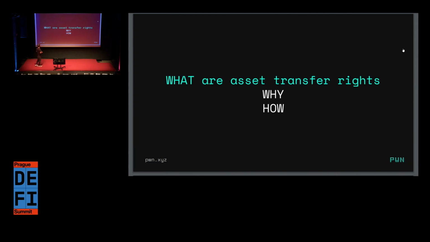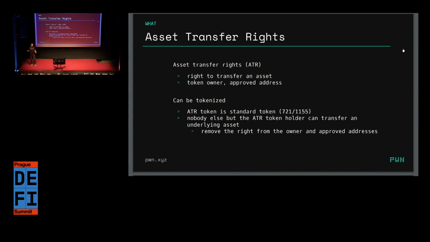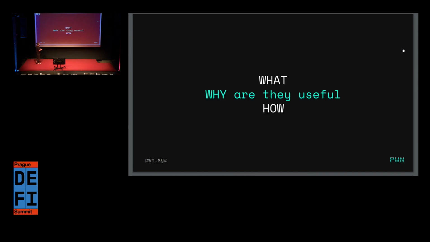So what are asset transfer rights? You could probably guess that asset transfer rights are rights to transfer an asset. In the current ecosystem, it's assigned to a token owner or approved address. We can tokenize that. By tokenizing that, we mean creating a new token representing the transfer rights, giving the token holder and nobody else the right to transfer the underlying asset. So even though I'm the owner of the asset, if the ATR token is held by somebody else, I cannot transfer it. That's the tokenization of asset transfer rights.